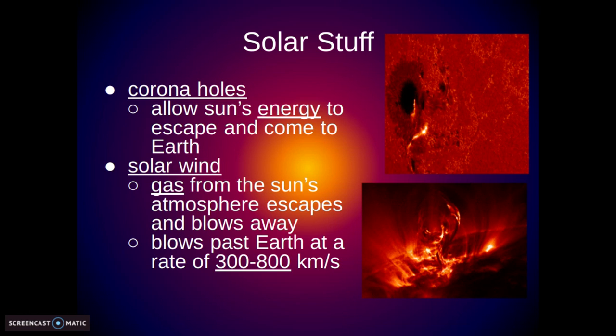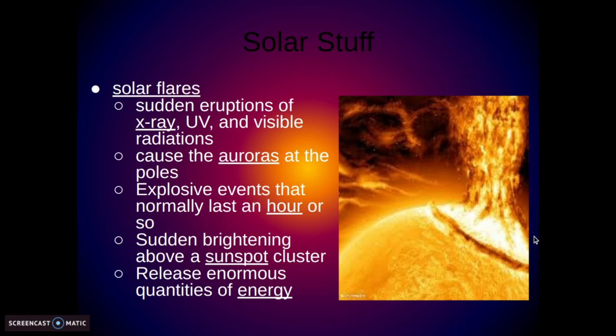Coronal holes is the first one. So this is what actually allows solar wind to escape from the sun, and all that energy can then come towards the Earth. Solar wind specifically is the gas from the sun's atmosphere that is escaping and blowing away from the sun. It can blow past the Earth at about 300 to 800 kilometers per second. Luckily, the Earth is protected by its own magnetic field, so solar wind doesn't impact us. But if people go outside of Earth's main area, they do have to watch out for radiation because it can be very harmful to humans.